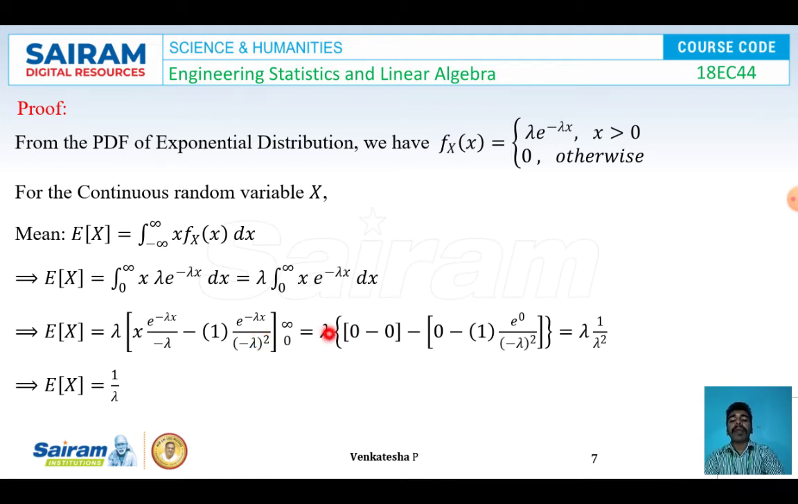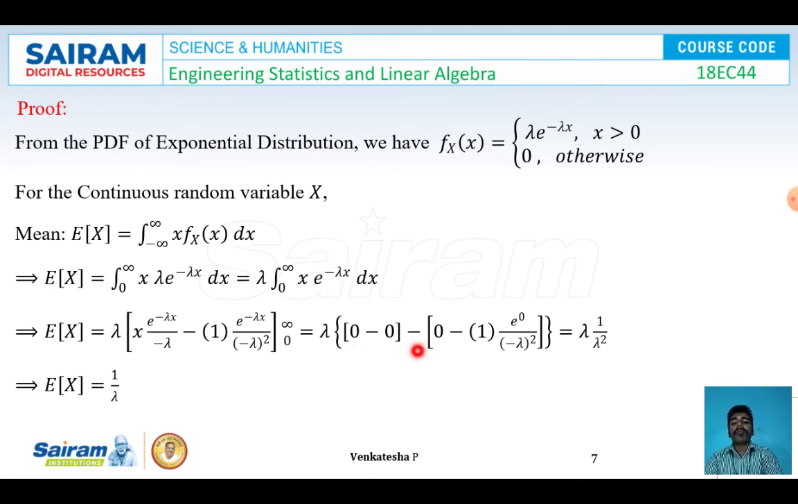So I'm keeping lambda as it is. Since we know that the value of e power minus infinity is 0, the entire function consists of e power minus lambda x. If I apply the upper limit infinity, the complete equation will become in terms of e power minus infinity, so it will become 0. So I'm putting 0 directly for the upper limit.